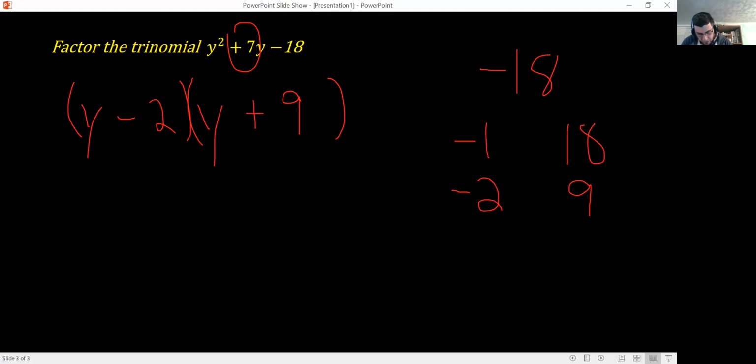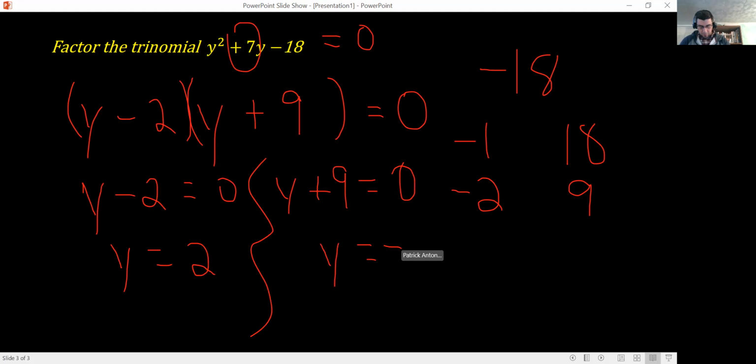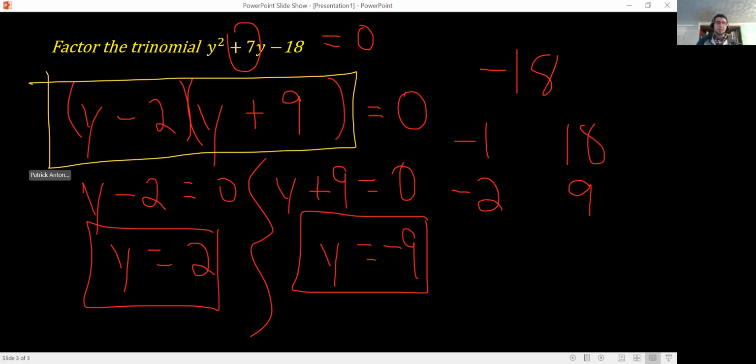Again, if this was set equal to 0, you could set each factor equal to 0, and then you'd get your solutions y equals 2 and y equals -9. Okay, the original problem, though, in this case, asked us to factor the trinomial, so I'll box it in yellow.